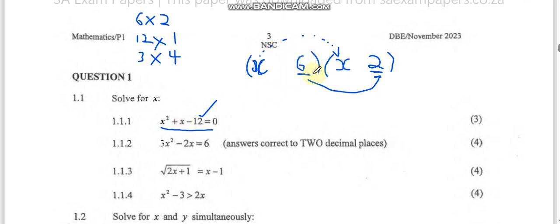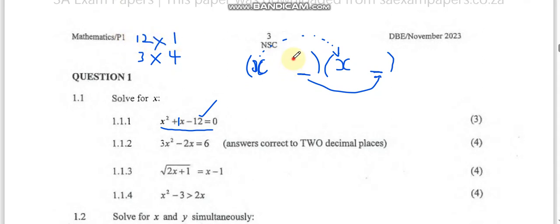Also, when we subtract 6 minus 2, it still does not give us this value of 1, because the coefficient of x is 1 here. If we subtract them, we get 4. So you can see that we are not going to get the middle value with these factors, so these two factors do not work, and you take them out.